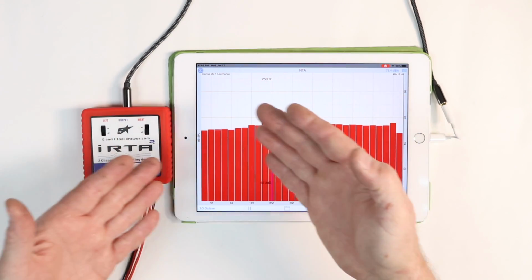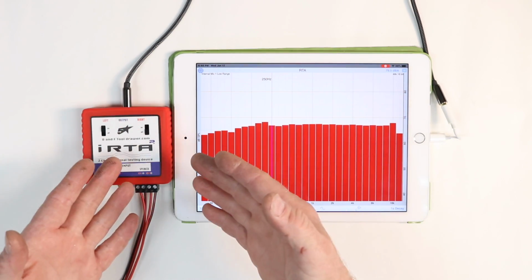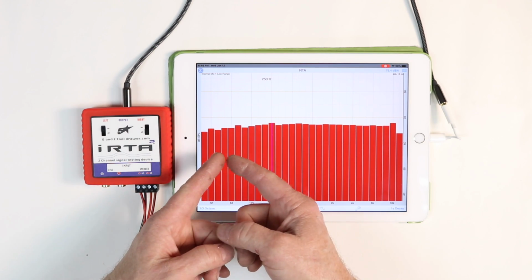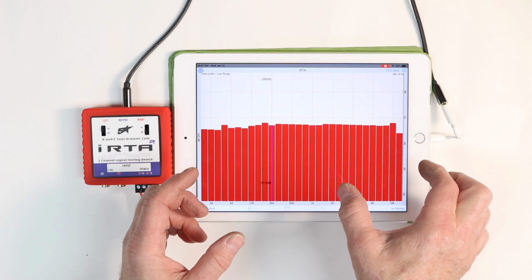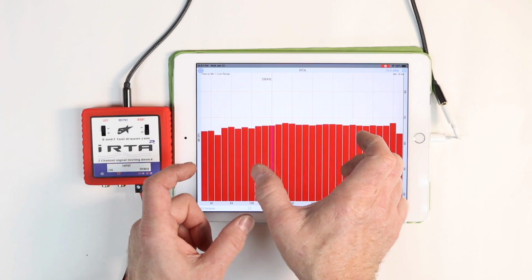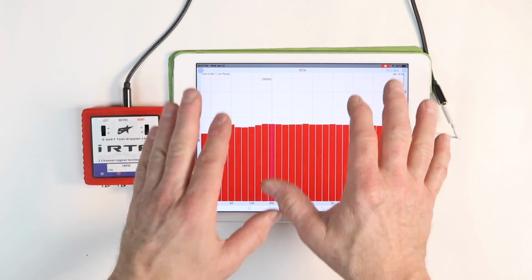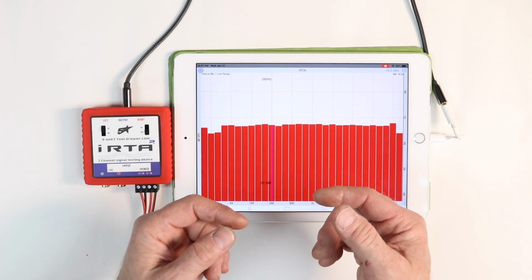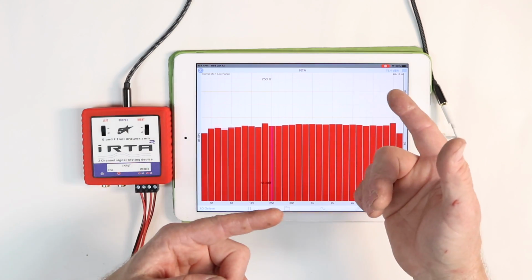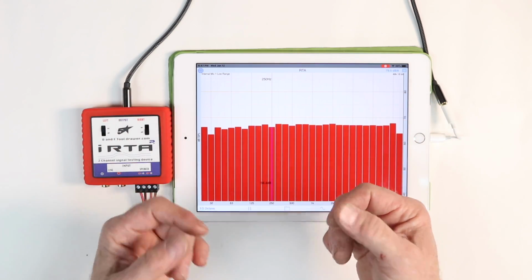Today we have another video on the iRTA. We're going to show you what you should be looking for on the RTA, meaning where's the treble, where's the bass, and where's the mid-range or mid-bass, where it's all located on the RTA so that you know what you're looking at. And then we're going to show you some examples of what it might look like. So stay tuned.